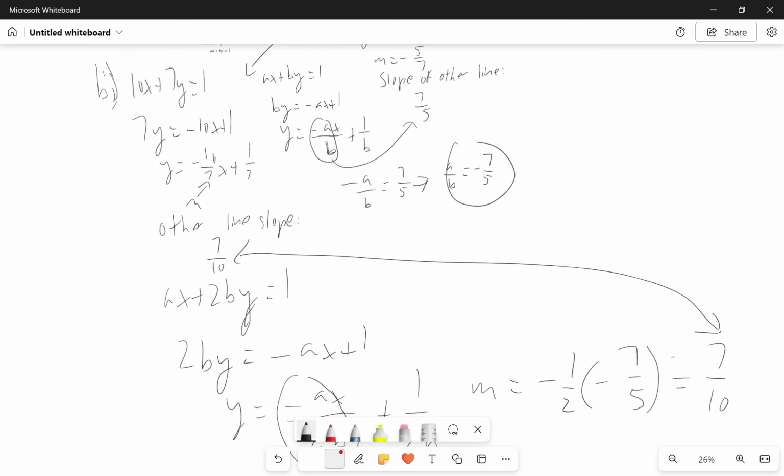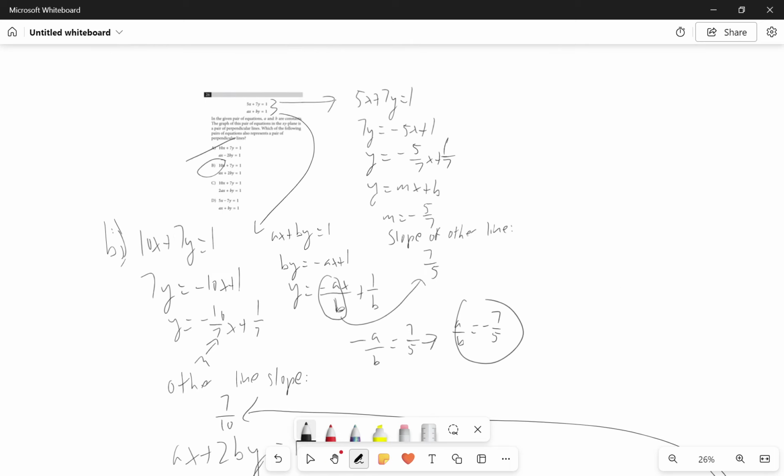As such, I'm going to go with B. Now on a test, if we had time, I would check C and D. They won't work, so I think B is our best bet. Especially on the test, I would only check if we had time at the end.